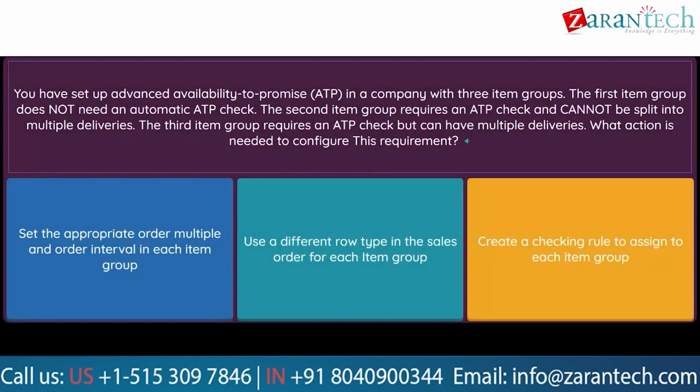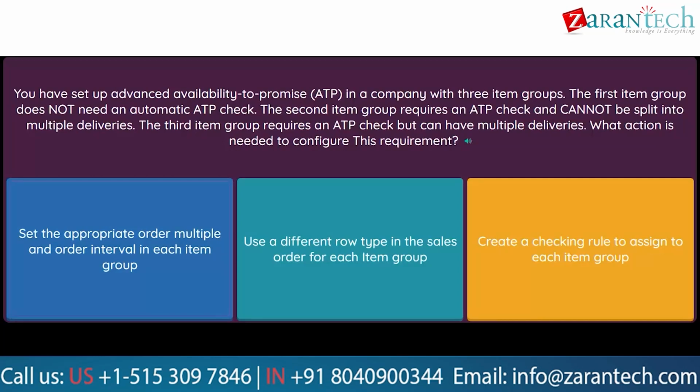Question: You have set up advanced availability to promise, ADP, in a company with 3 item groups. The first item group does not need an automatic ADP check. The second item group requires an ADP check and cannot be split into multiple deliveries. The third item group requires an ADP check but can have multiple deliveries. What action is needed to configure this requirement?